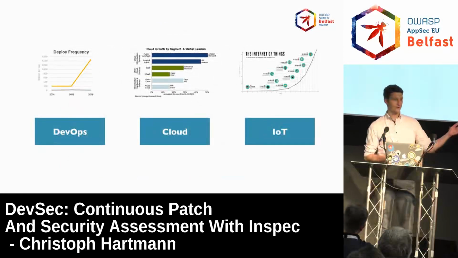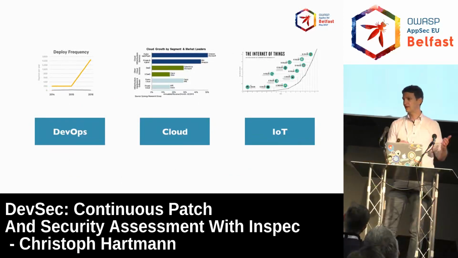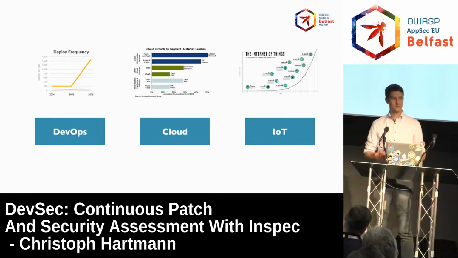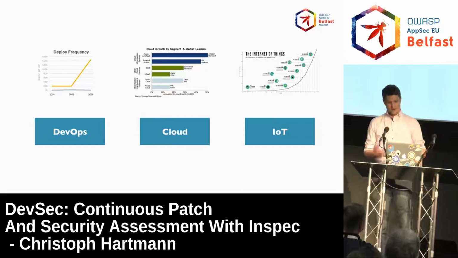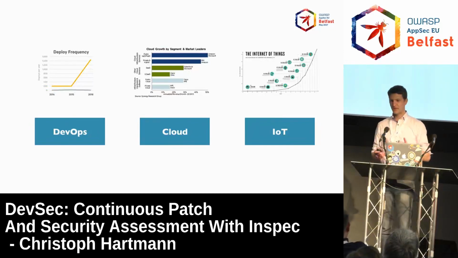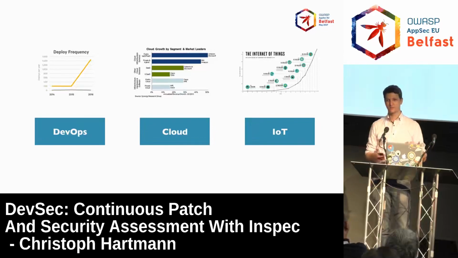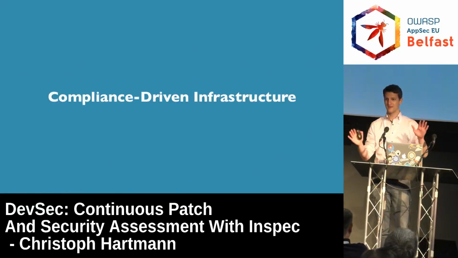We figured already that DevOps is improving the speed of how fast we deploy. Then we have cloud growing, and we have IoT, where the number of devices is growing as well. So that's a challenge, and applying those rules across everything is really difficult. I will now talk about the solution. We talked about the problem, we've seen it, and now we talk about how we can solve that.